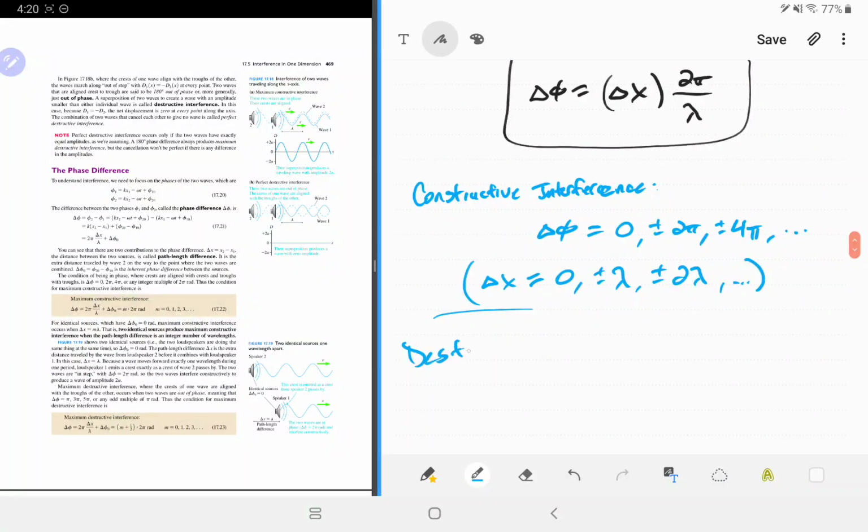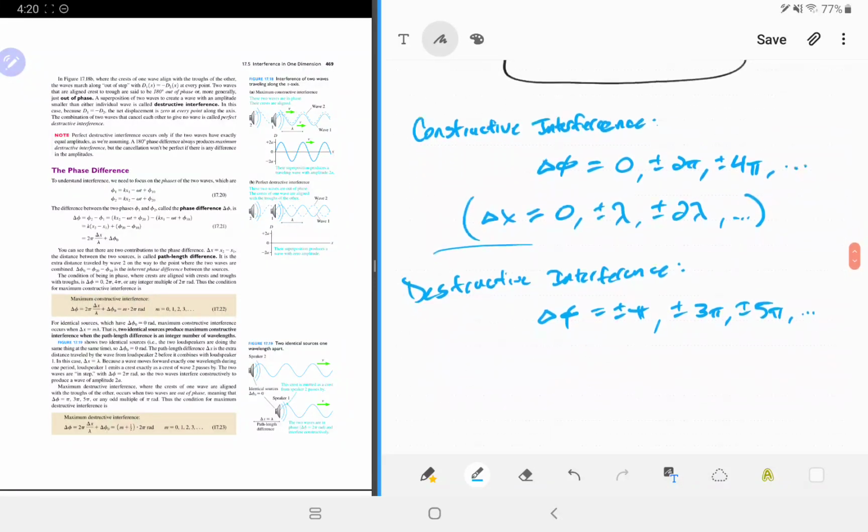Destructive interference occurs when the phase difference is plus or minus pi, plus or minus 3 pi, plus or minus 5 pi, etc. So an odd integer times pi in terms of phase difference, or delta x is equal to plus or minus a half a wavelength, plus or minus 3 halves wavelength, plus or minus 5 halves wavelength, etc. Right.